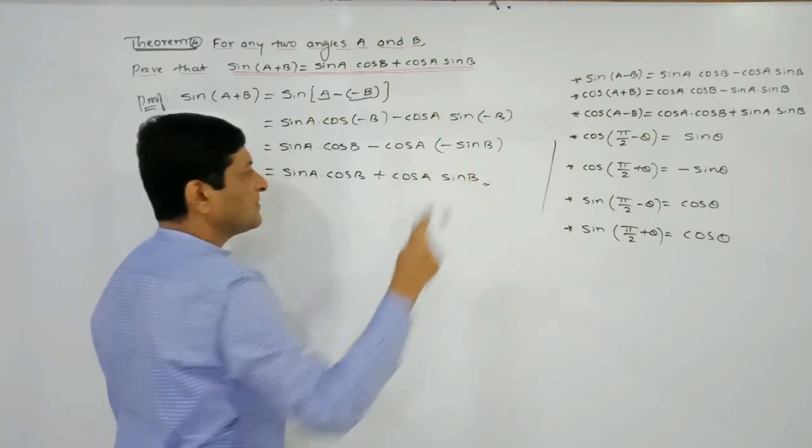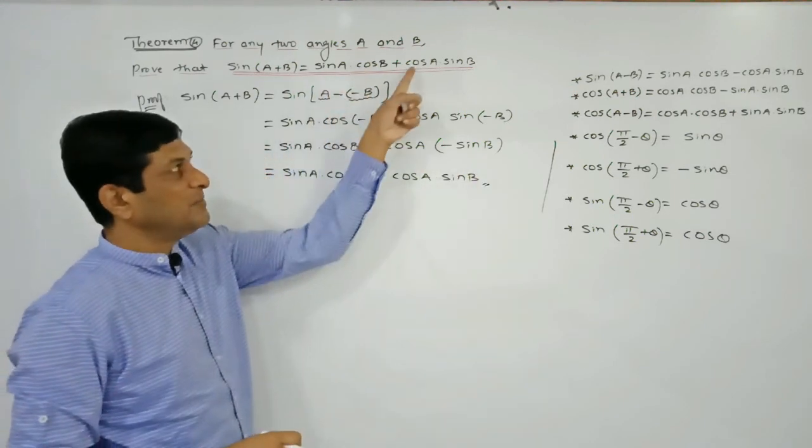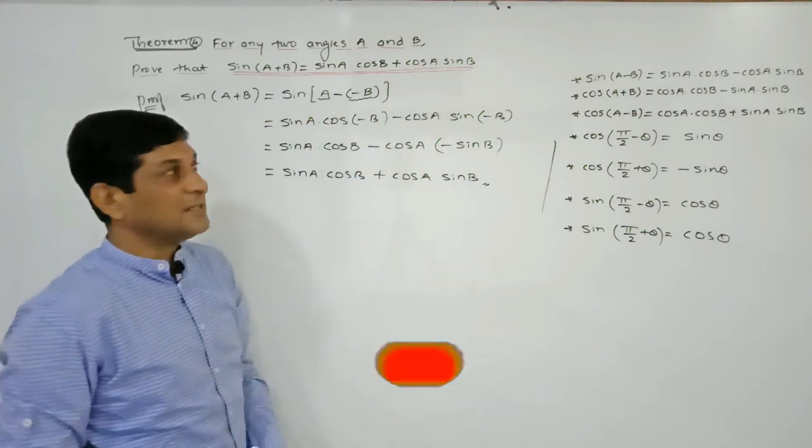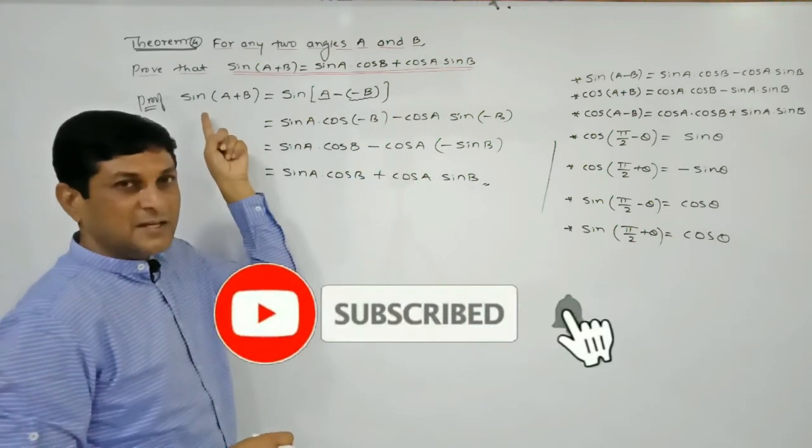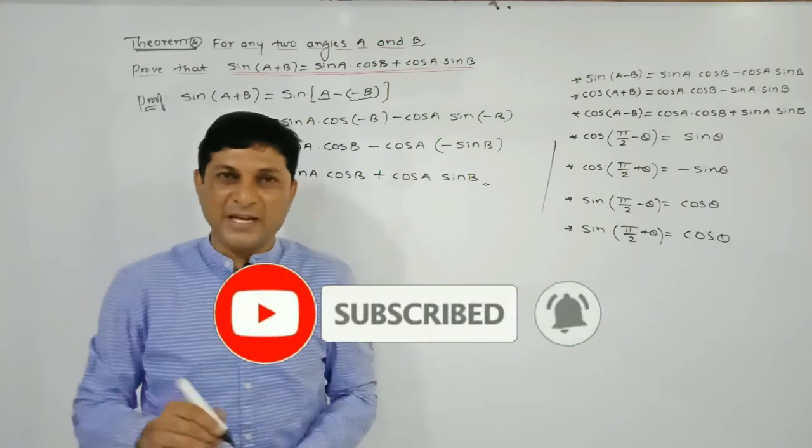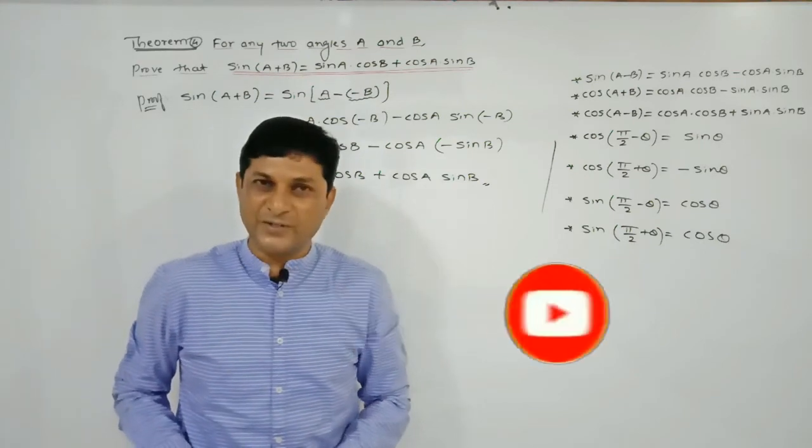And check, is it our required result? Sin A into cos B plus cos A into sin B. In this way we have got the new formula, that sin(A plus B) is equal to sin A into cos B plus cos A into sin B.